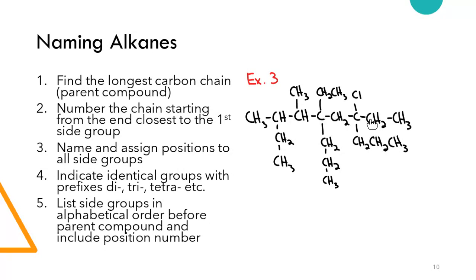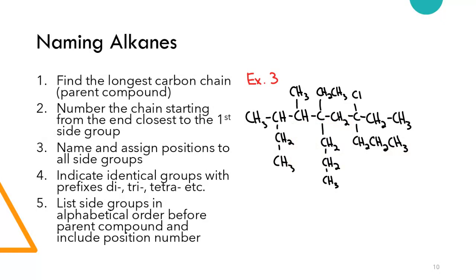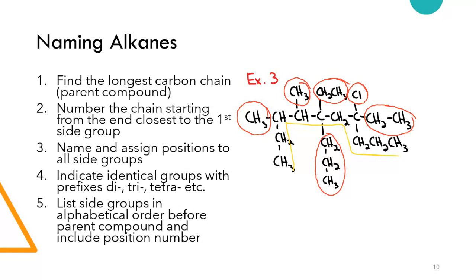So 1, 2, 3, 4, 5, 6, 7. It's not as long as 10. 1, 2, 3, 4, 5, 6, 7, 8. So I can be sure that this is my longest chain. Okay. All right. So now that we've done that, I can identify my side groups. So I have 2 methyl groups right here. I have this group, this one, and this one, right? Because these are all branching off this big parent compound.